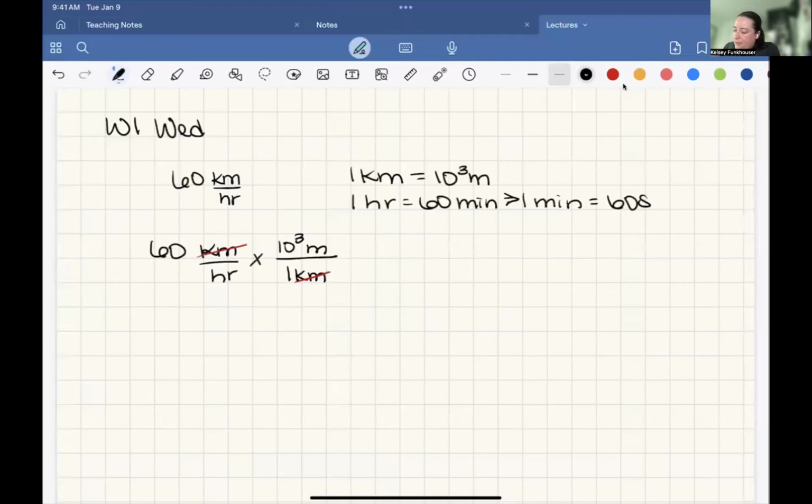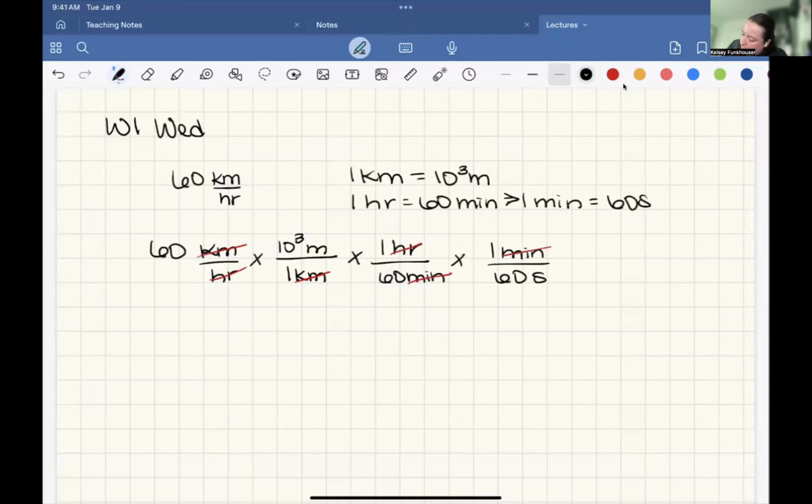This time, the unit we want to cancel out is on the bottom, so we need to put it on the top in our conversion factor. So 1 hour divided by 60 minutes, and that will cancel out hours. Now we have meters per minute, but we want meters per second. So last one, we want to cancel out minutes, which are on the bottom. So minutes should be on the top, and 60 seconds. And that cancels out minutes, leaving us with meters per second, which is what we want.